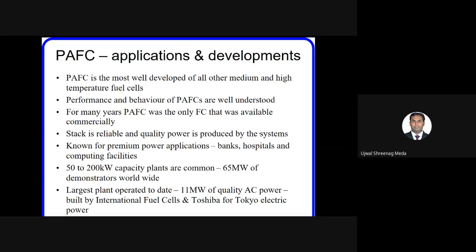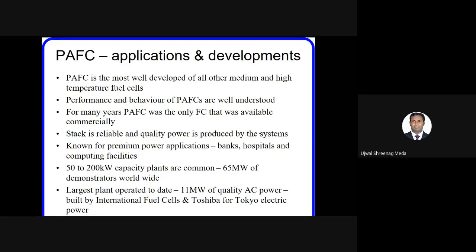So coming to the applications and developments in case of PAFC. By far, this PAFC is the most well developed with respect to technology. And in comparison with other fuel cells, the performance and behavior of PAFCs are well understood. For many years, this PAFC was the only fuel cell that was available commercially. So, for around 30 to 40 years, people were mainly dependent on these PAFCs until the PEMFC came into picture.